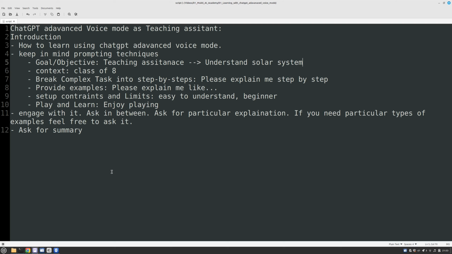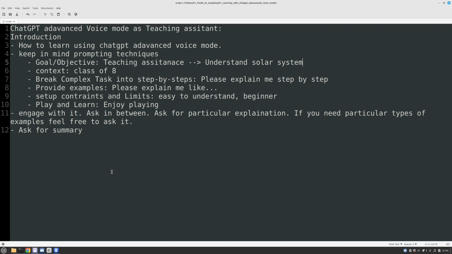Then context. What is my knowledge? On which level should ChatGPT explain to me about the solar system? Therefore I will tell ChatGPT I'm a student of class 8, or maybe I am a student of university, and that we need to give some context, some nuance, to get the desired output from ChatGPT. Then if there is a complexity in a particular topic, we can ask ChatGPT to break it down step by step and make it a little easier to understand.